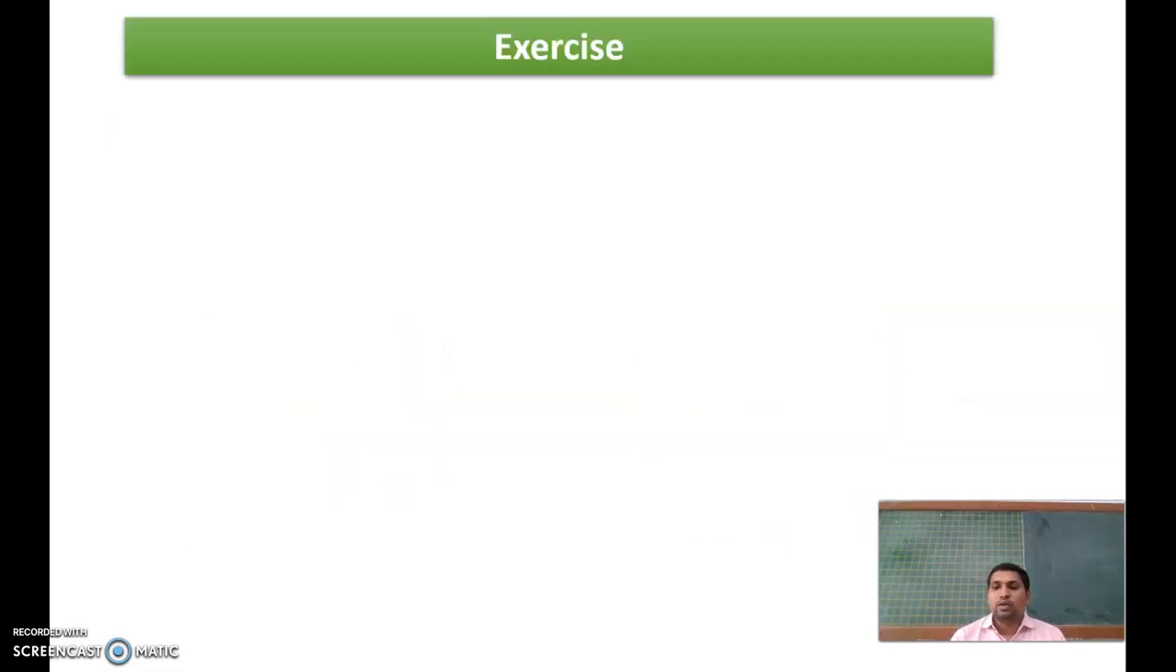Students, now we will do an exercise on what we have seen up to the types of matrices. This matrix, how many rows and how many columns? That is my first question. So I will write down the answer. This matrix has 1 row and 3 columns. So what is the type of this matrix? This matrix is a row matrix.